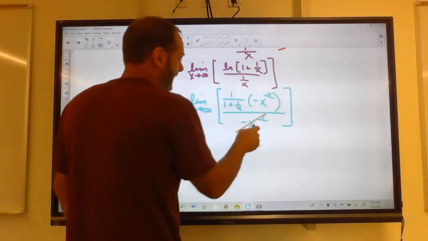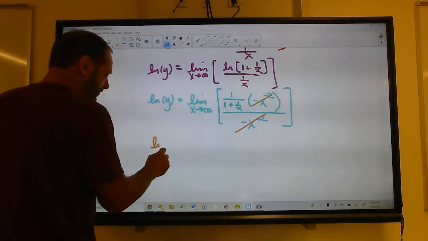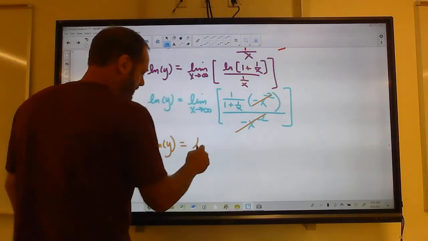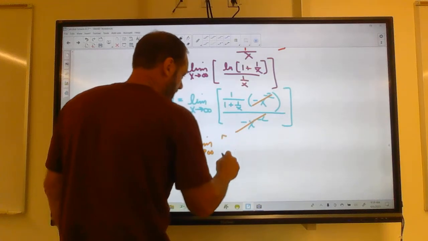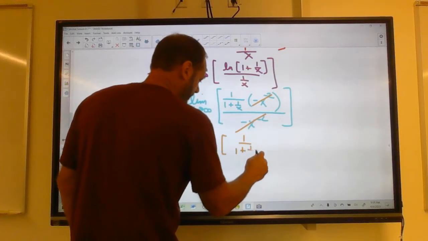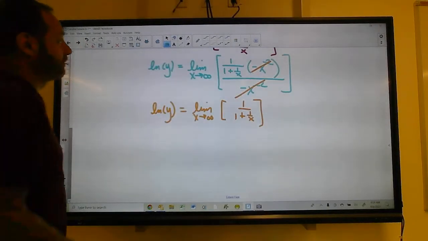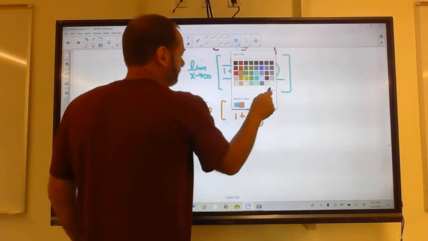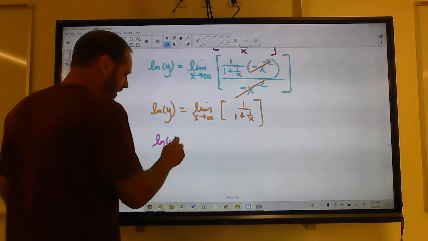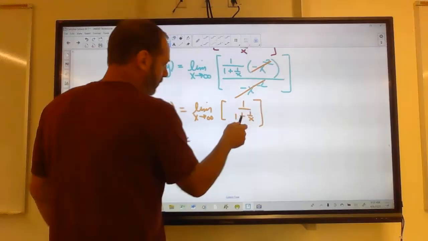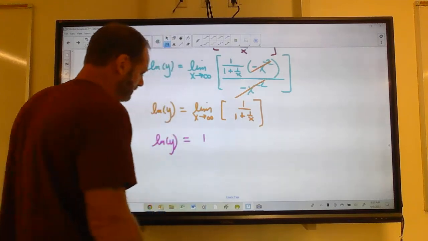Now, that's going to cancel that. So the natural log of y is going to be the limit as x goes to infinity of 1 over 1 plus 1 over x. Okay, that I can do, because the natural log of y is going to be 1 over 1 plus 0. So this is just going to end up being 1.